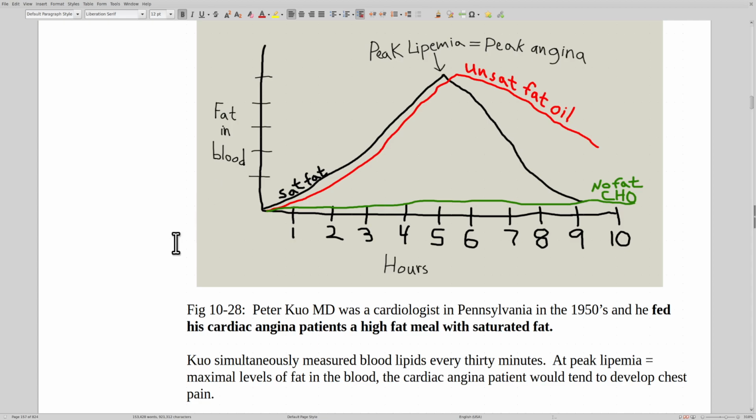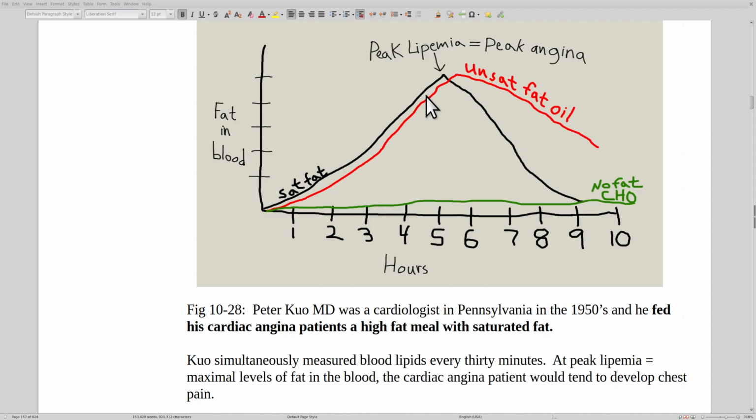Okay, here's a slide from the work of Peter Kuo. He was a cardiologist in Pennsylvania in the 1950s, and he fed his cardiac angina patients a high-fat meal with saturated fat. And then he drew their blood every 30 minutes. And what he noticed was it was at the time of peak lipemia that the patients were most likely to develop angina. And this was related also in the 1950s to everybody learning about saturated fat being bad for you in terms of being atherogenic.